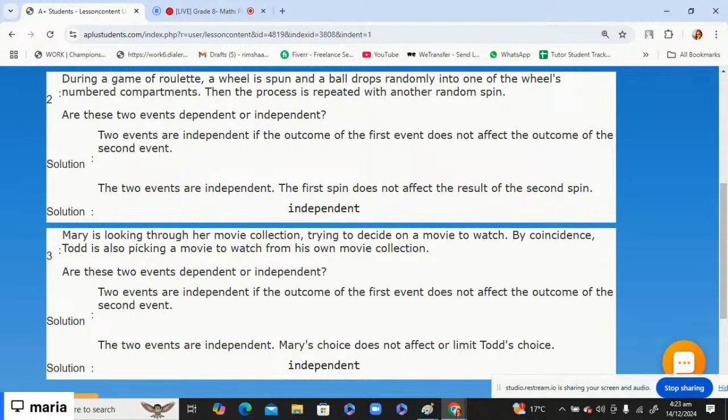Two events are independent if the outcome of the first event doesn't affect the outcome of the second event. Okay? Because look, Mary is looking through her movie collection, trying to decide on a movie to watch. By coincidence, Todd is also picking a movie to watch from his own movie collection. So these two events are independent because Mary is looking at her collection and Todd is picking a movie from his collection. Okay? So these are independent events.